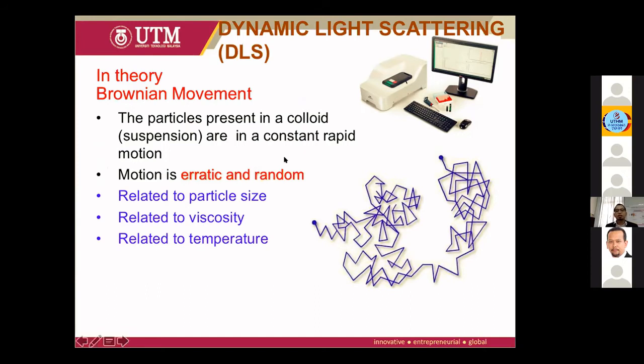Okay, so in theory, when we talk about Brownian motion, it is random and erratic motion, and it is always going to have a relation to the particle size, the viscosity and the temperature. This is the instrument that is usually used by researchers here. The most famous brand is known as Malvern, the Malvern Zetasizer particle sizer, and this is also in the URL that has been introduced by Dr. Nick.